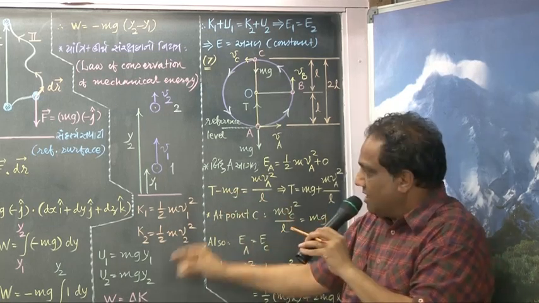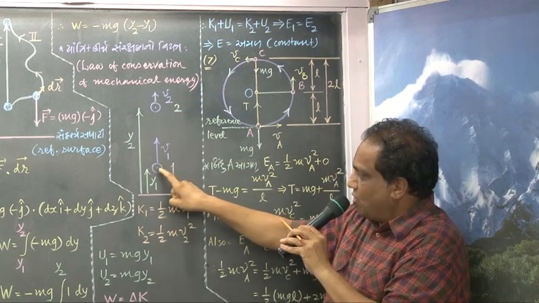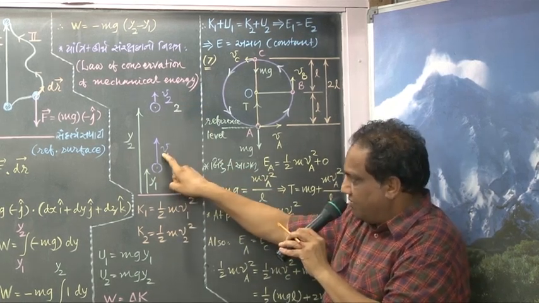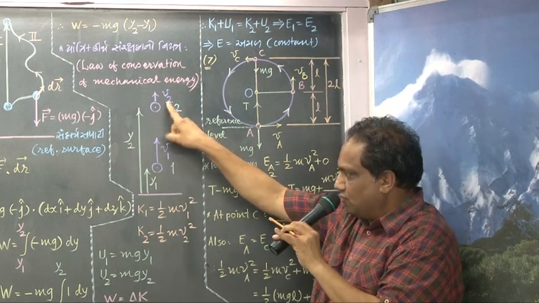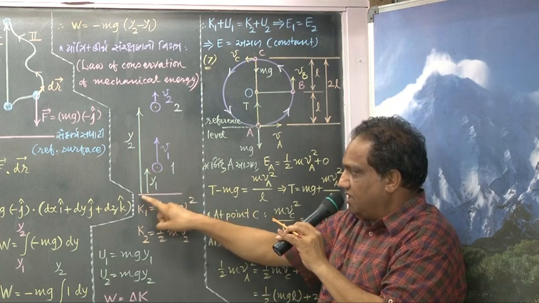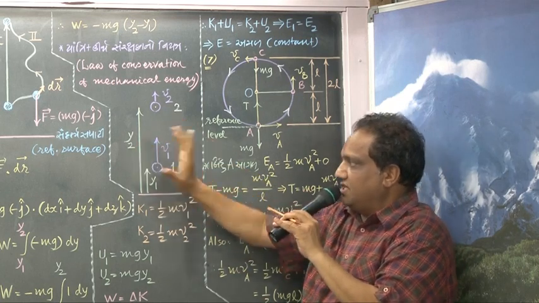Okay? Look. The body is rising this way. When it is passing through point number 1, its velocity is v1. When it is passing through point number 2, its velocity in the upward direction is v2. At point 1, the height from the reference level is y1. At point 2, the height from the reference level is y2.